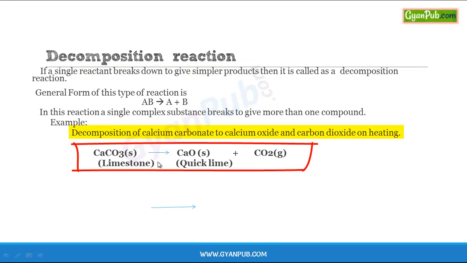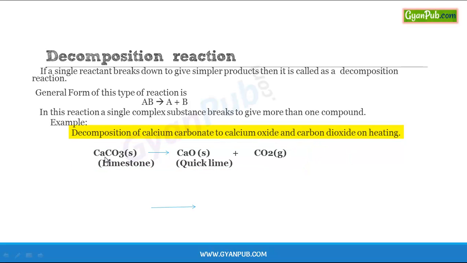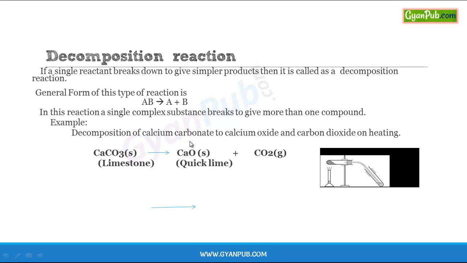For example, decomposition of calcium carbonate: on heating calcium carbonate we get calcium oxide and carbon dioxide. The chemical formula of calcium carbonate is CaCO3, calcium oxide is CaO and carbon dioxide is CO2. The single calcium carbonate compound breaks down to give calcium oxide, that is quicklime, and carbon dioxide, two different products. This is called a decomposition reaction. This diagram of heating calcium carbonate and obtaining calcium oxide and carbon dioxide explains the decomposition reaction.